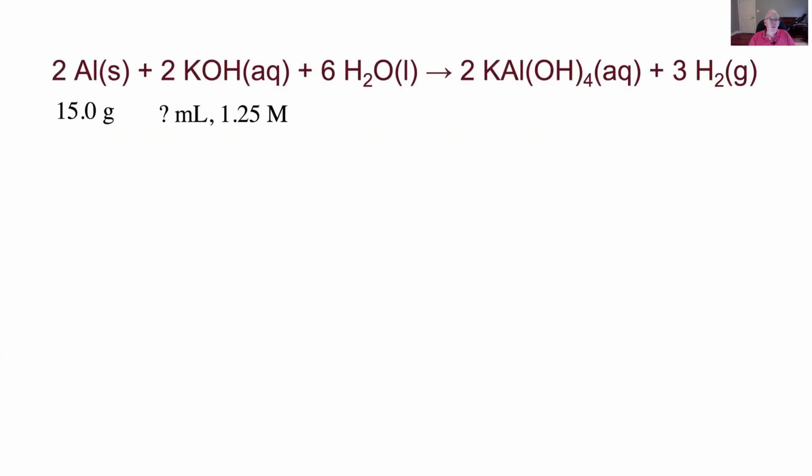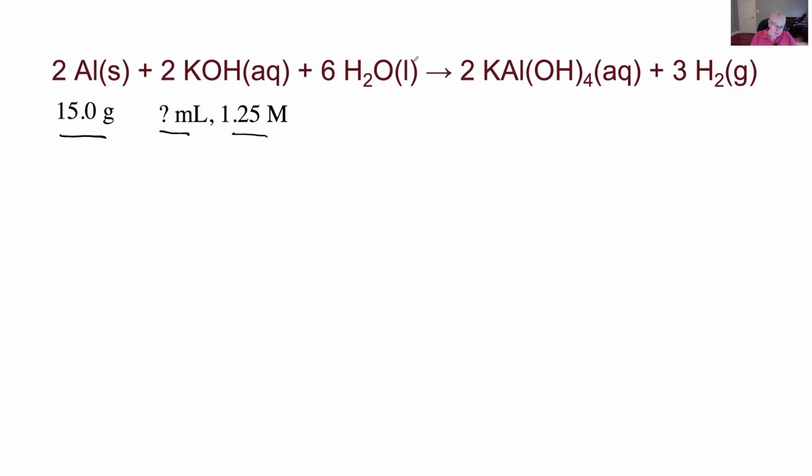All right, so here's my summary of the question. It says that the thing I know is that I want to dissolve 15 grams of aluminum. The thing I want to know is how many milliliters of this 1.25 molar KOH solution do I need? Okay, I already have a balanced equation because I was kind enough to give us one of those.